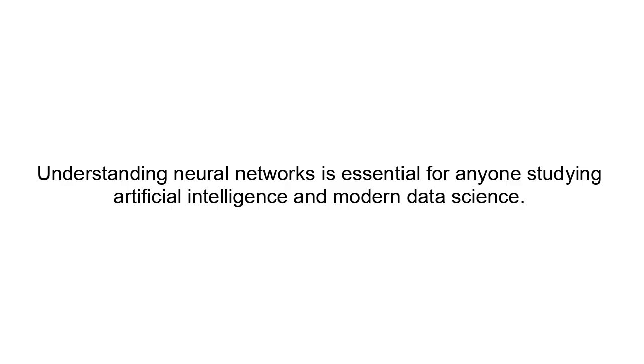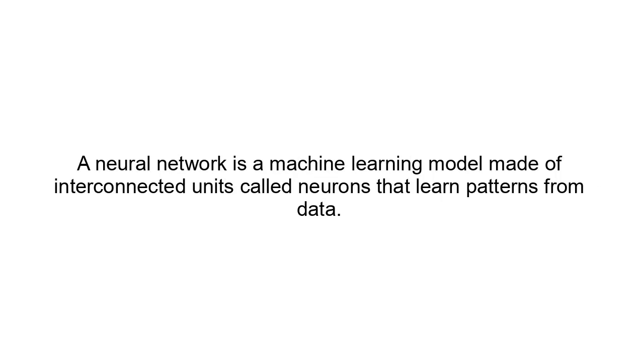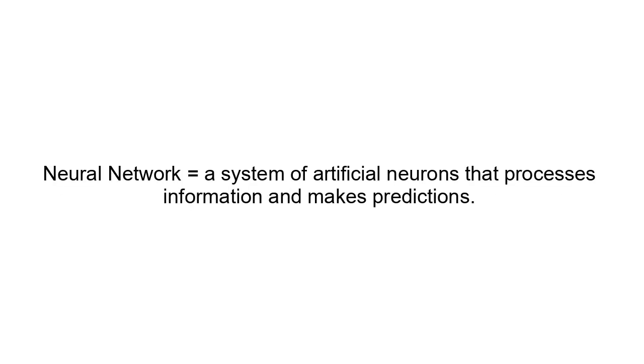Definition of a neural network. A neural network is a machine learning model made of interconnected units called neurons that learn patterns from data. In simple terms, neural network equals a system of artificial neurons that processes information and makes predictions. Example concept: input data, neural network, prediction. The network learns by adjusting internal parameters during training.